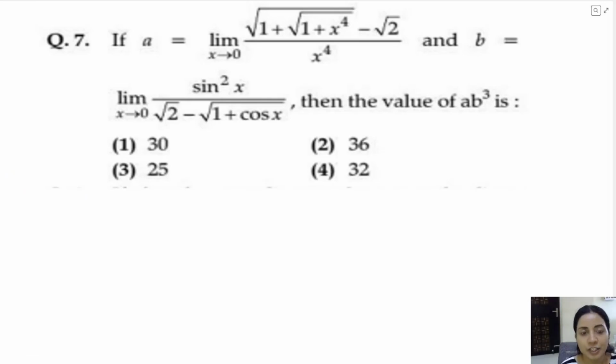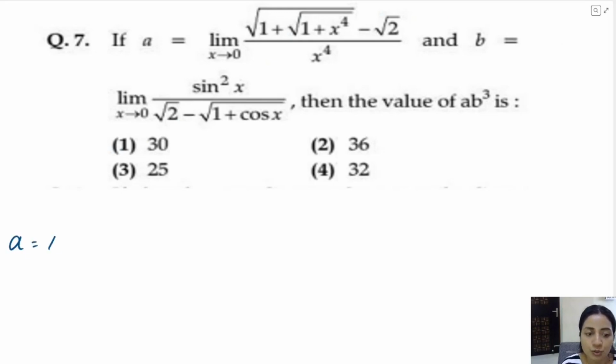Everyone, let's see this particular question. So here the question says that if a is equal to a limit is given and b is equal to another limit is given, and we are supposed to find a b cube after solving these two limits separately. So let's work on a first.